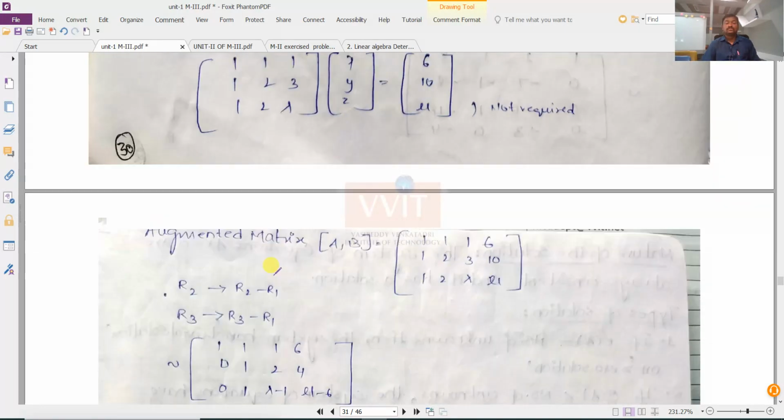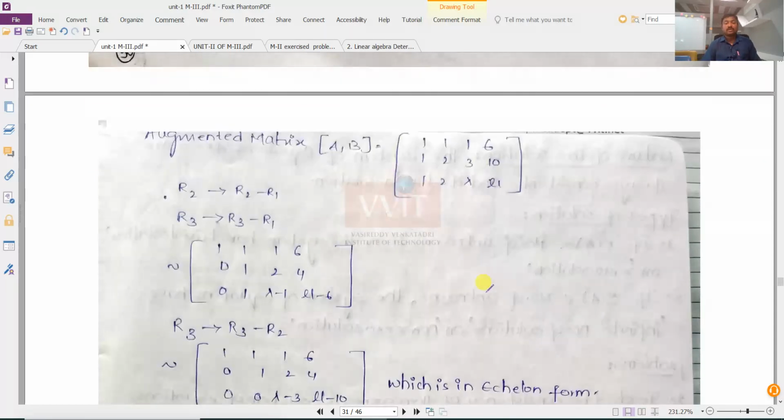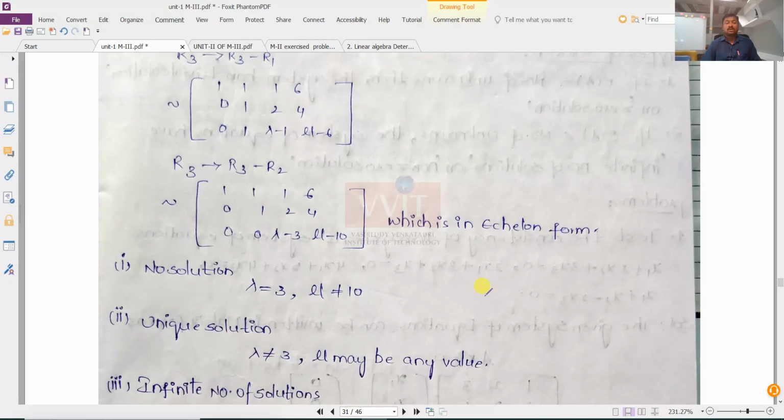So I write the augmented matrix like this, and reduce this to echelon form. In that, this is the final matrix. Now here and here I need to check. Suppose no solution. No solution means what? Rank of A should not be equal to rank of C.